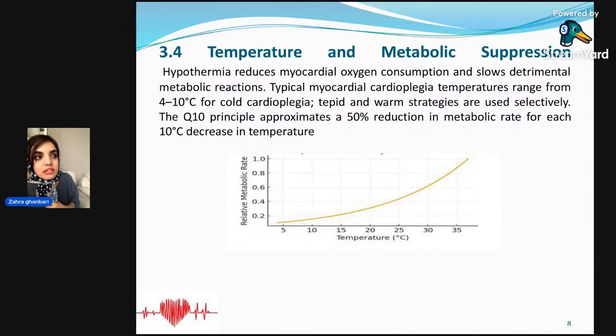Talk about the solution is for the next session, but when we use a cold cardioplegia solution, the temperature is 4 to 10 degrees centigrade. Sometimes we use a warm cardioplegia solution, so this temperature is related to the cold cardioplegia solution. So go to the next slide, please.